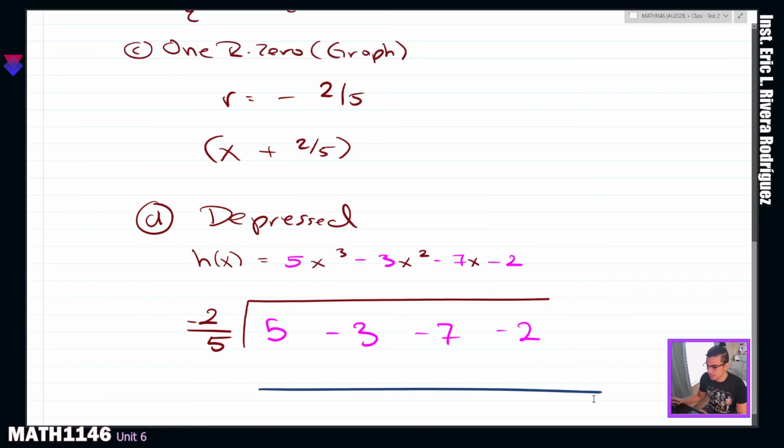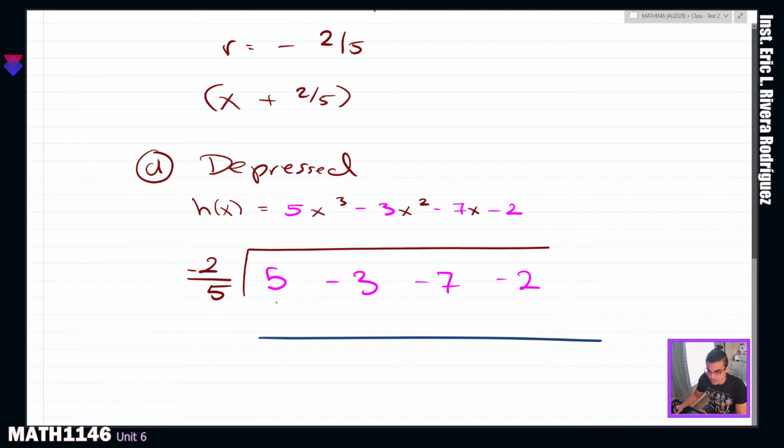Now, going down, we add, so 5 goes directly there. Going up, we multiply: negative 2 over 5 times 5. We cancel this, and we get negative 2 here. Going down, we add, and what we are getting here is negative 5. Now we do negative 2 over 5 times negative 5. We cancel this, and the two negatives cancel each other, so we get positive 2.